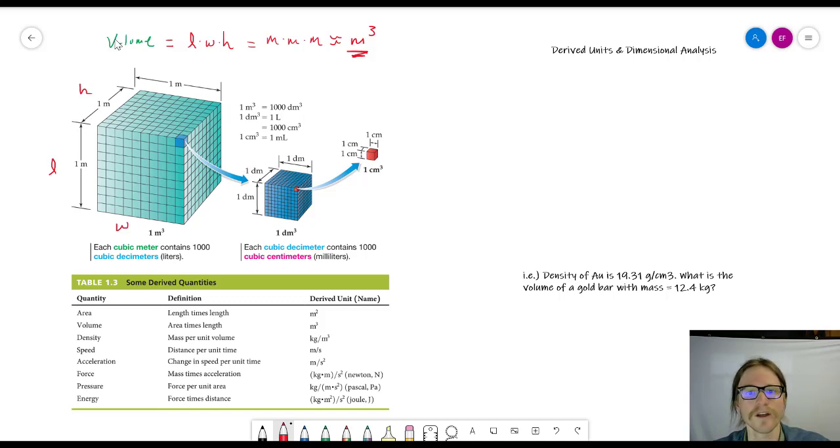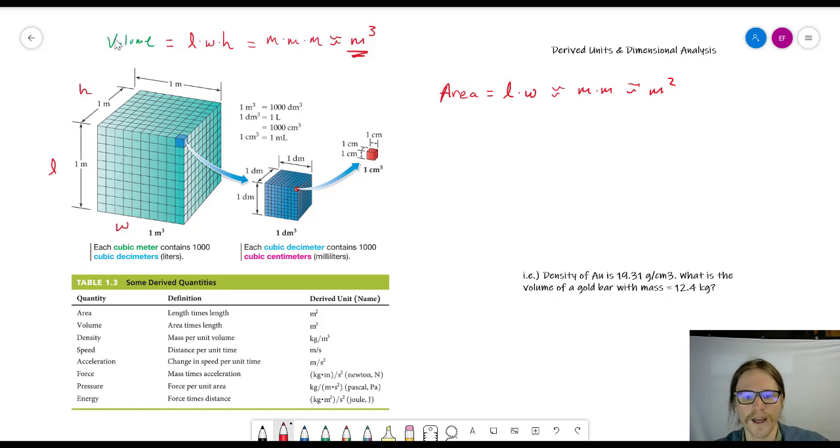We could do the same thing for, let's say, area. So area is a little simpler. We know that as length times width. Each of those dimensions are measured in meters, so that would be meters times meters, which would give us units of meters squared. These would be derived units.